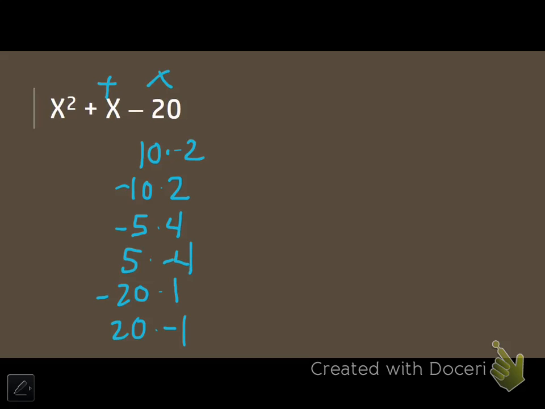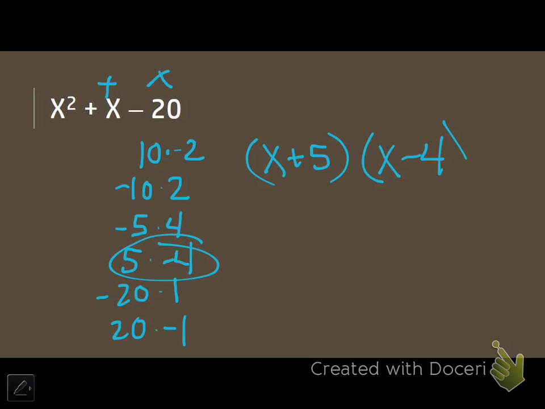So now I need to see which one of those adds together to get me a positive 1. Well, 10 plus negative 2 is a positive 8. Negative 10 plus a positive 2 is a negative 8. Negative 5 plus 4 gives me a negative 1. 5 plus negative 4 gives me a positive 1. So now I just have to write it with a positive 5 and a negative 4.